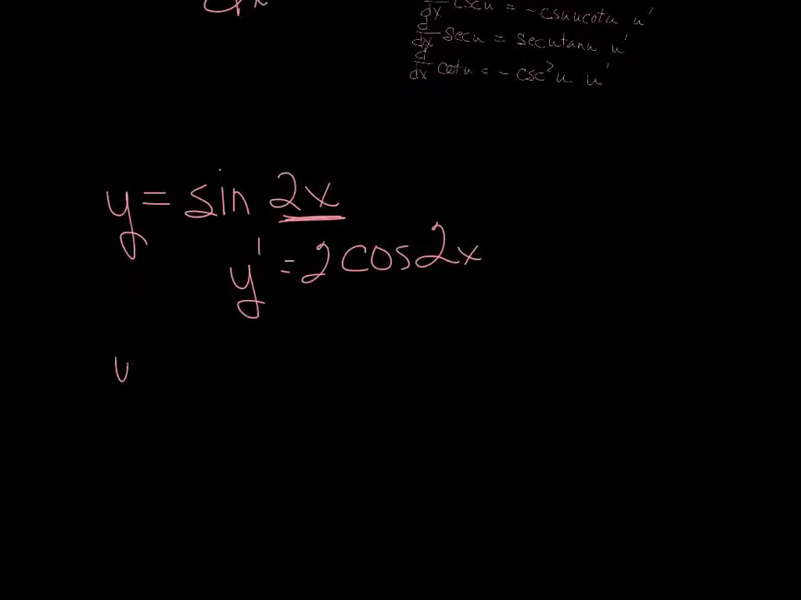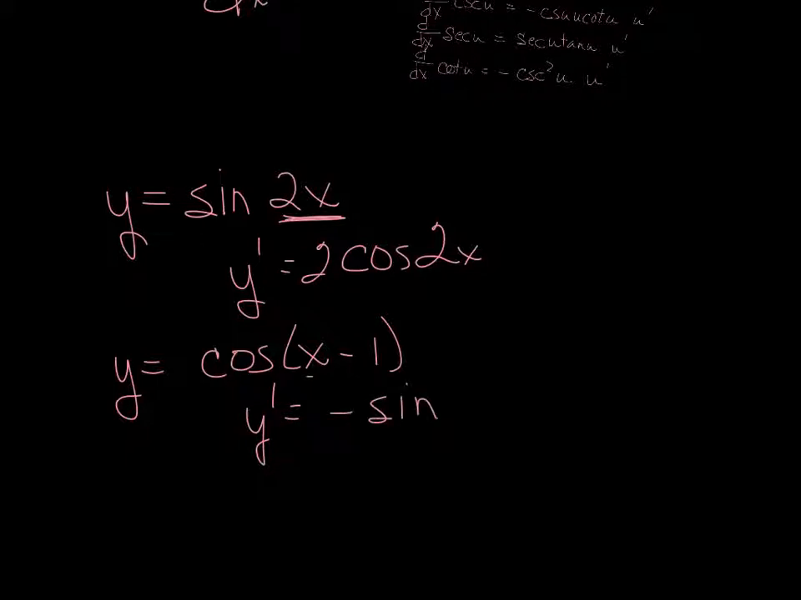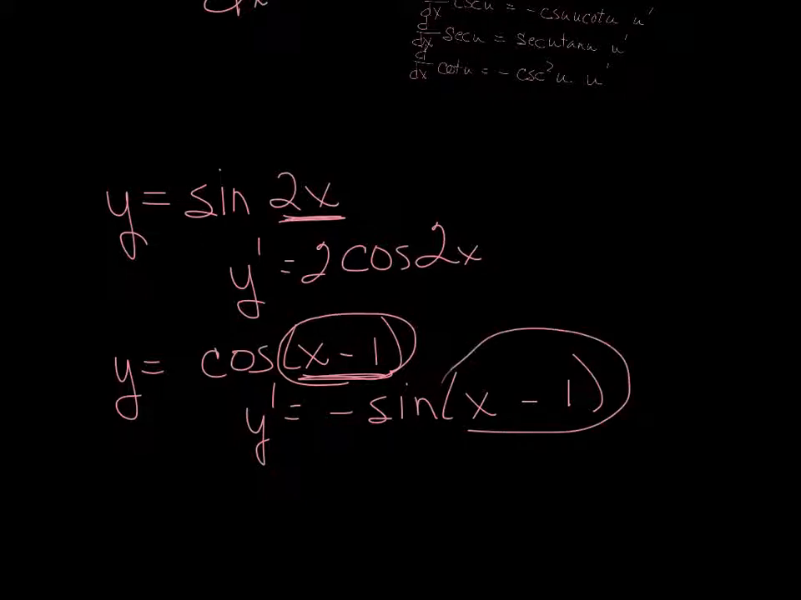We had y equals the cosine of x minus 1. Well, what's y prime? Negative sine. This stays the same. Now, what's the derivative of x minus 1? Just 1, so that's the derivative. We don't have to do anything else to that. Whatever this happens to be is going to be in your derivative.